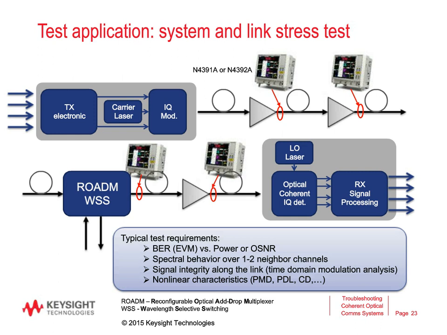Another measurement that could be done here is the spectral behavior, looking at neighbor channels, to see how the distortions are amongst the two. Signal integrity could be checked, as well as nonlinear characteristics like PMD or PDL, and even CD, chromatic dispersion. Distortion is possible to measure with the optical modulation analyzers.